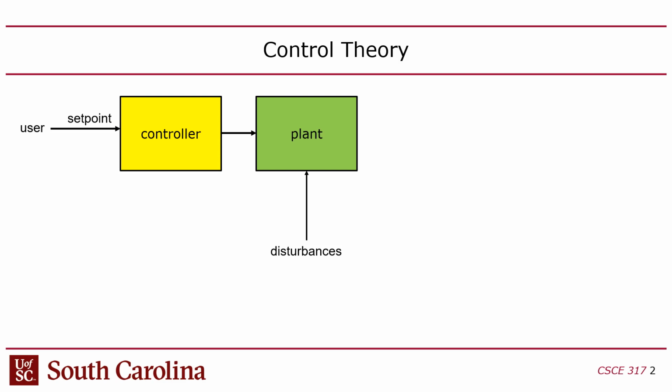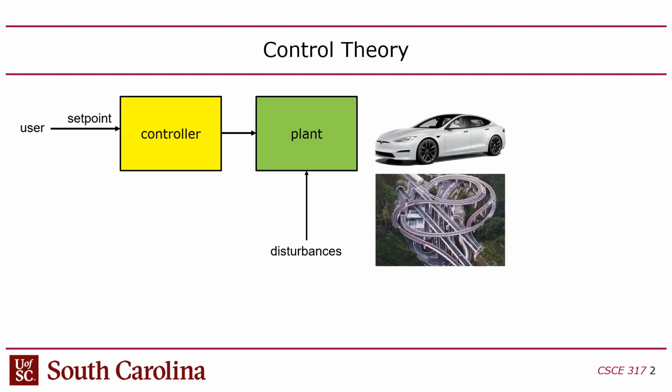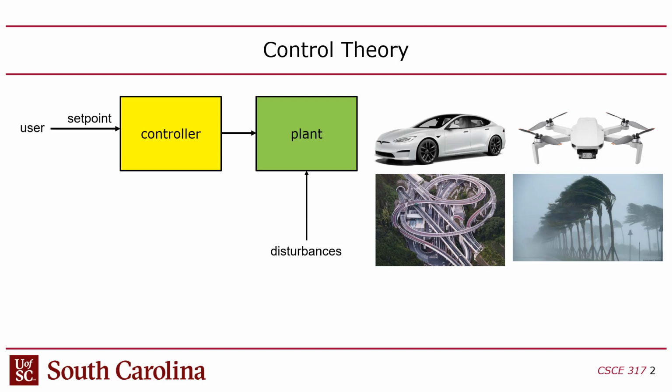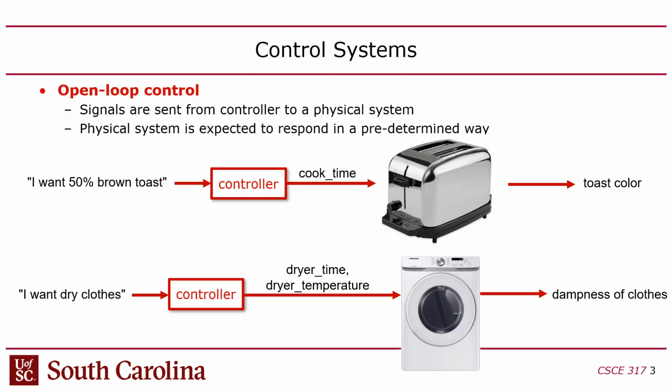And then the plant is going to be subject to disturbances. So, for example, if you have a self-driving car, a disturbance could be, the road bends, or if you're controlling a drone, the disturbance might be a wind gust. And hopefully, your controller is able to still control the plant despite these disturbances.